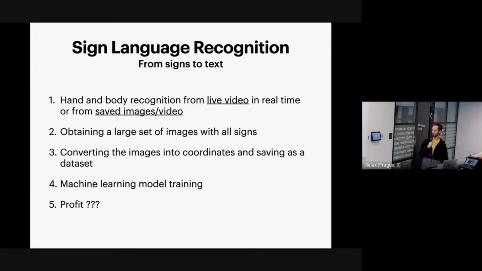I'm not sure about that profit. That probably shouldn't be there, right? But surely someone will think that they can profit from that, but it was just a joke for you guys.